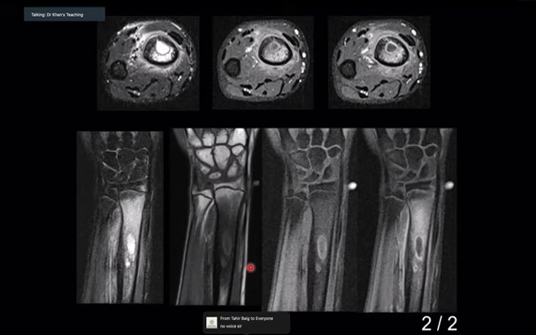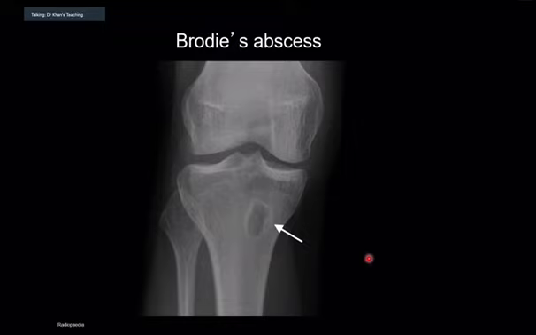So the penumbra sign is visible here also. And in this case, you can see there is enhancement. So another case of Brodie's abscess. Brodie's abscess might have sclerosis and might not have sclerosis.